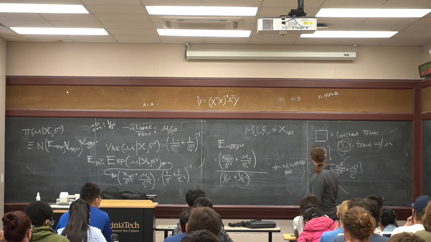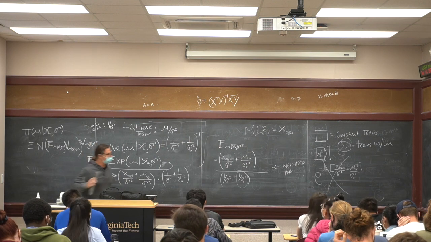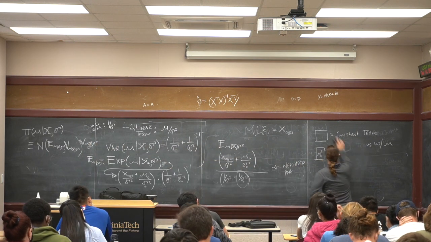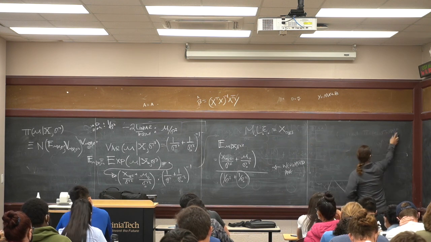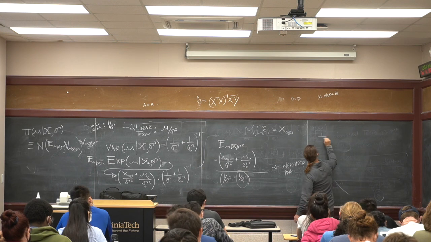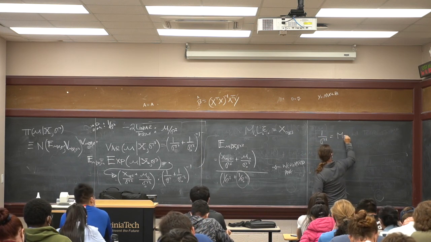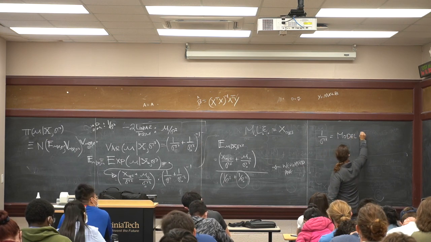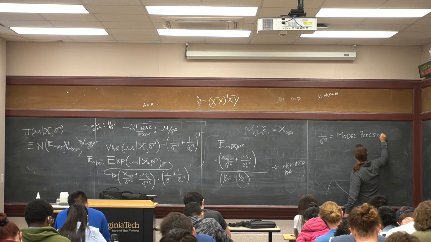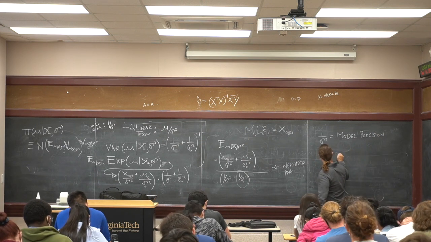So I'll just write down real quickly some notation. This is called the precision. It's not the variance, it's the inverse of the variance, and that has a name. It's called the precision. So sigma squared is the variance. 1 over sigma squared is the model precision. 1 over sigma naught squared is the prior precision.